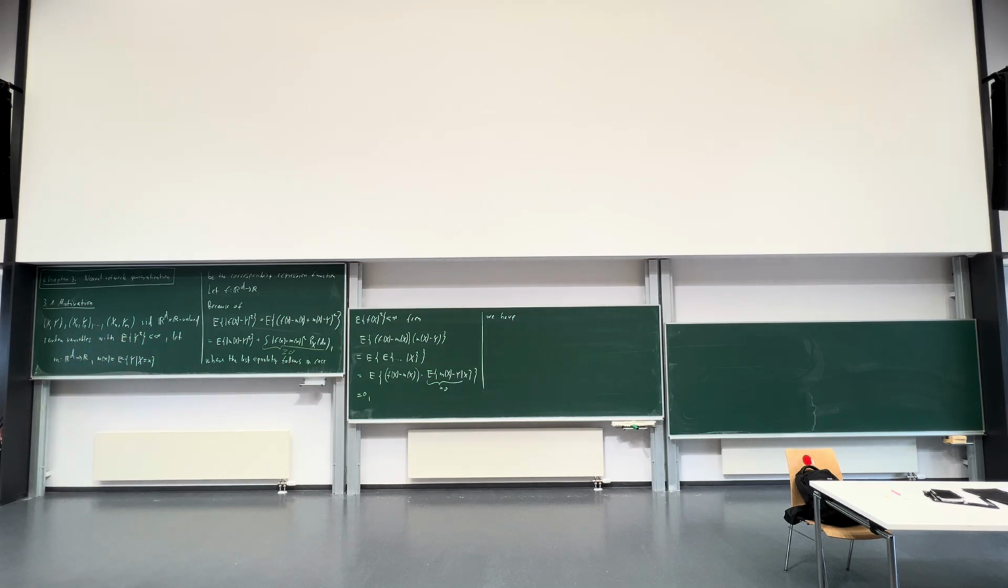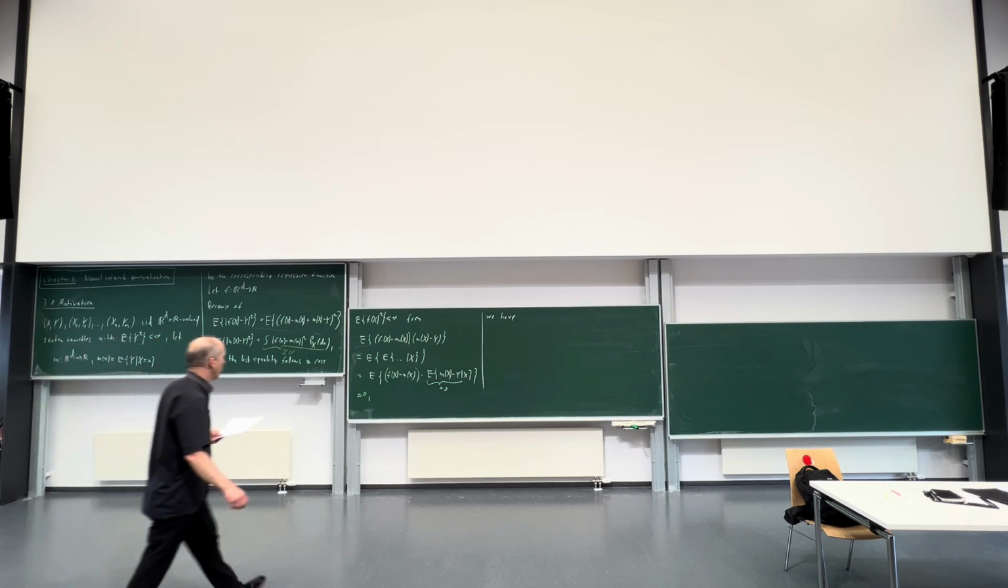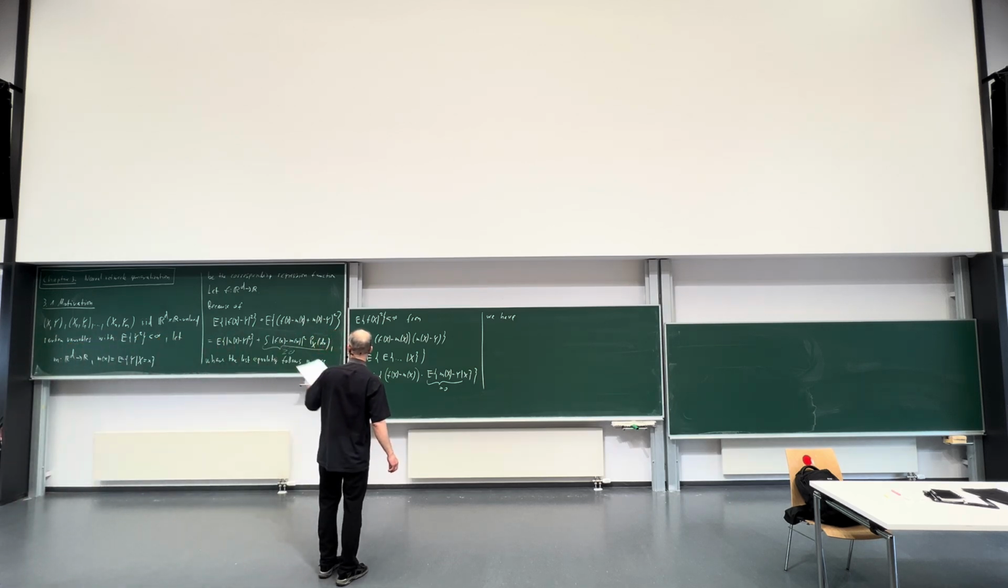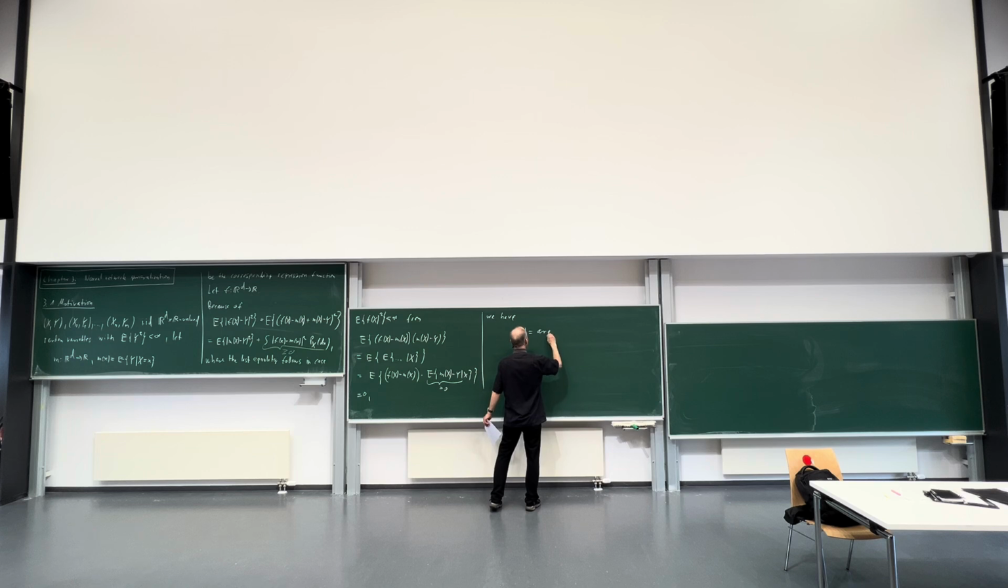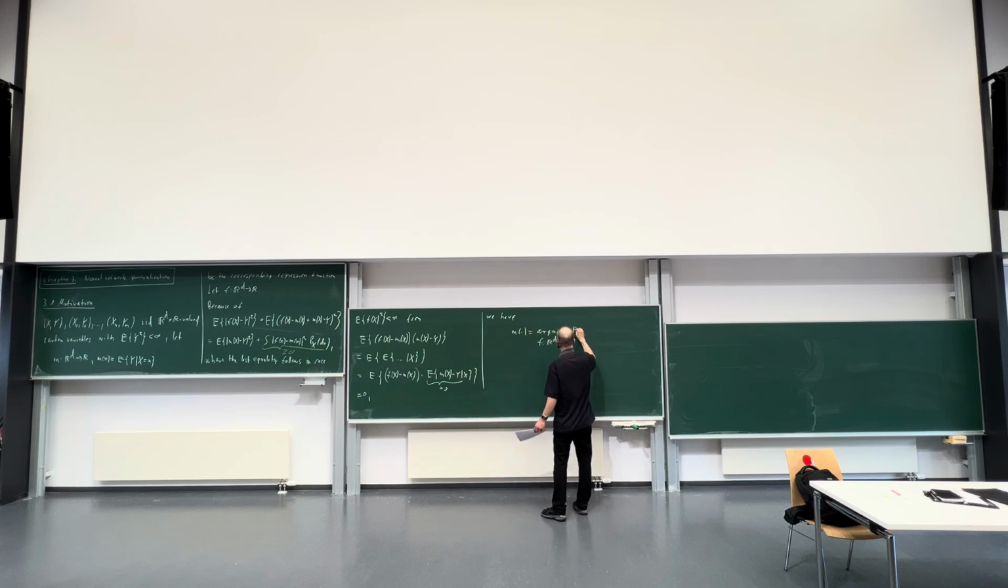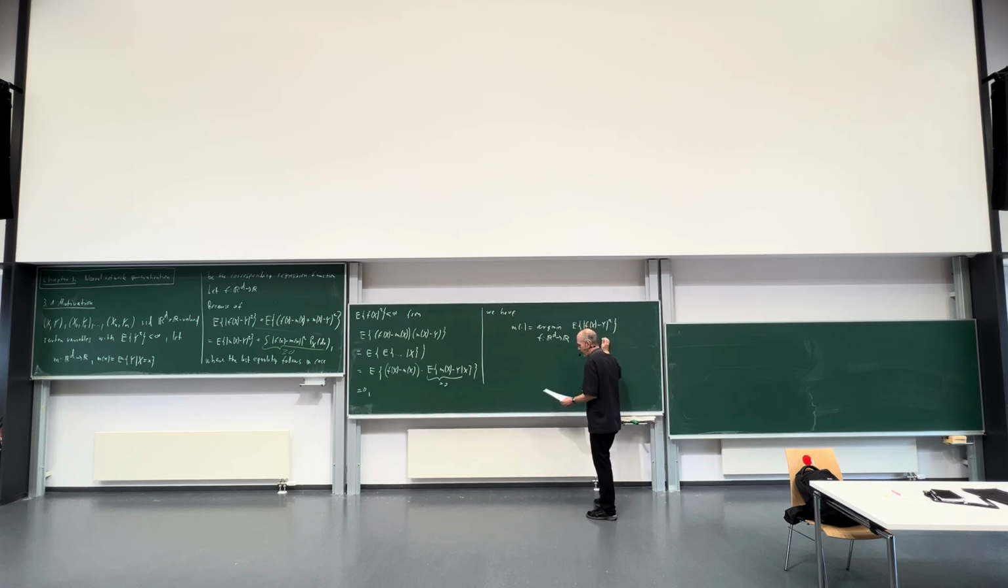So basically the unique solution of the minimization of the L2 risk is the so-called regression function m, which is the argmin over measurable f from R^d to R of the expectation of (f(X) minus Y) squared.